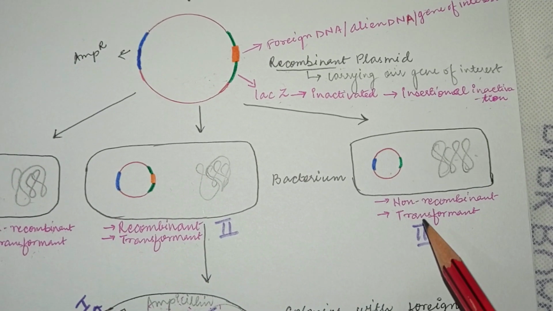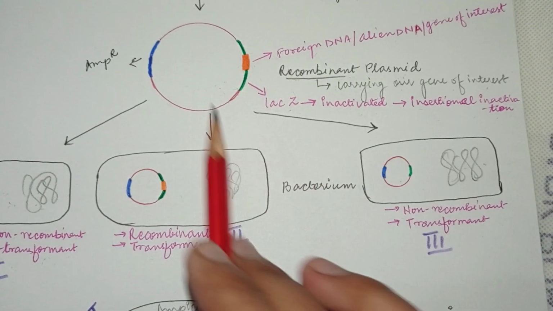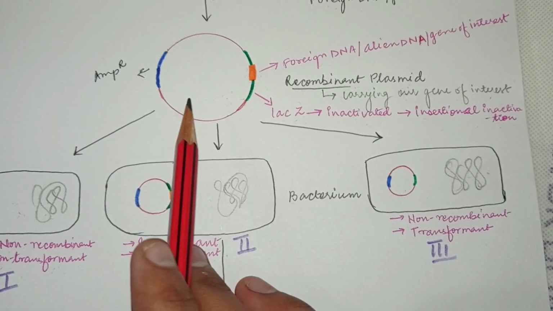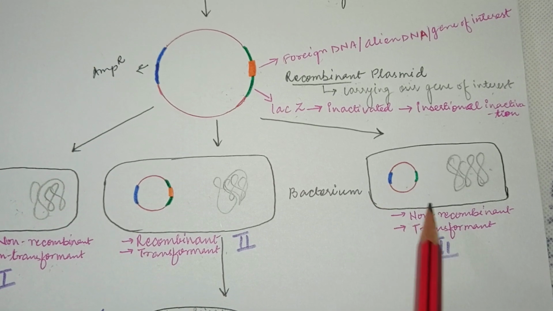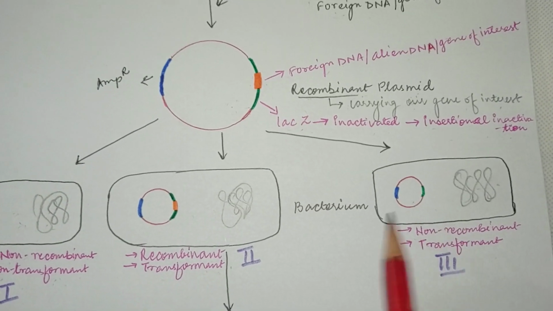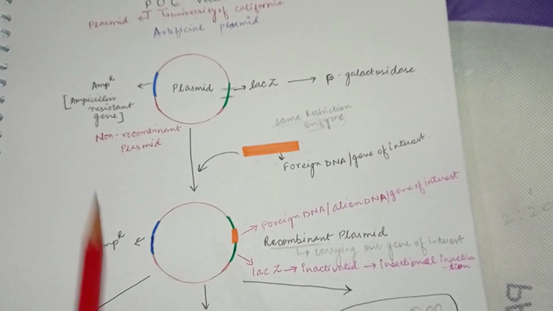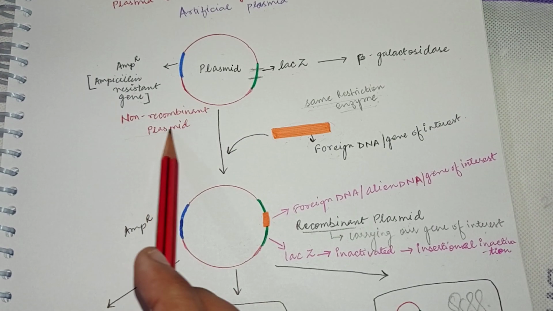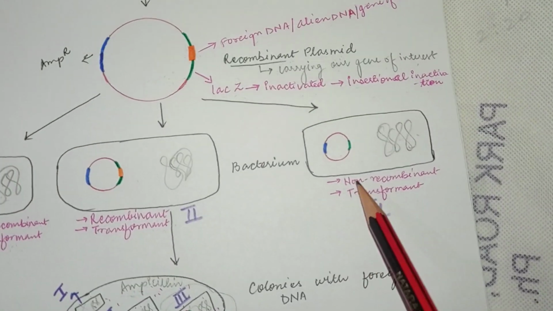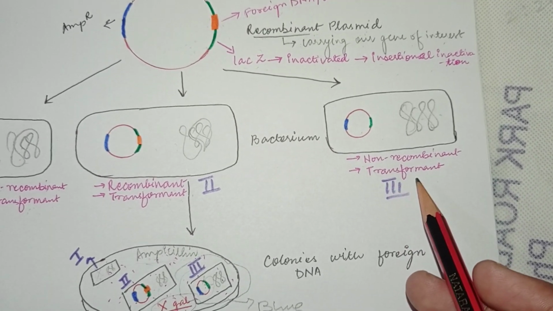In the third bacteria, we tried to add our recombinant plasmid, but our recombinant plasmid doesn't get entered into our third bacteria, but our non-recombinant plasmid gets entered into it. So this bacteria becomes non-recombinant and transformant.